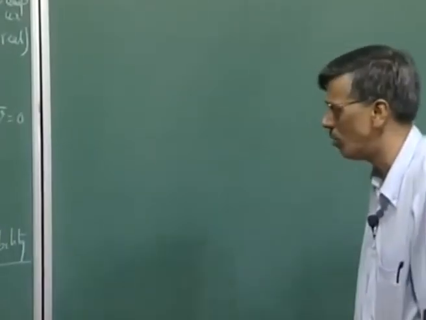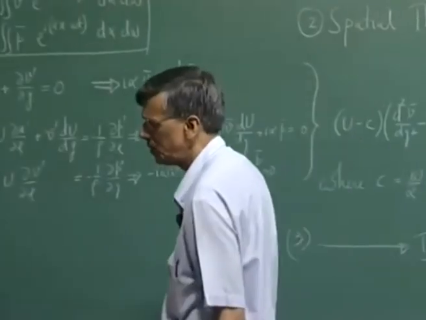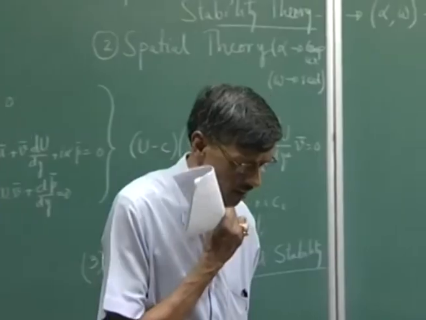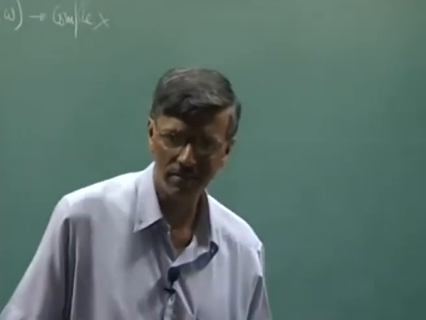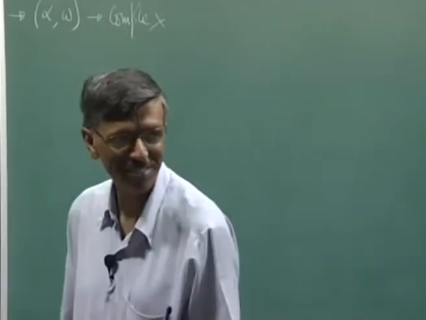Okay. So, this is what Rayleigh did. So, he considered alpha as real, omega as complex, and written the phase speed in terms of omega by alpha. So, we have a complex phase speed, and we will find out whether it is stable or unstable. You see, these were the days where you did not have computers. So, you do not just simply go and solve it.